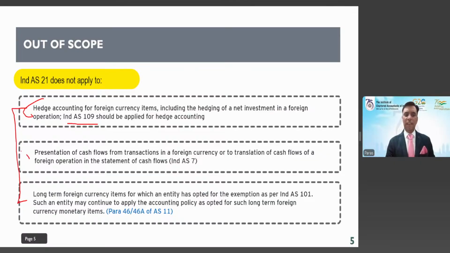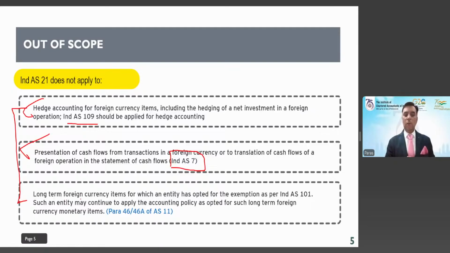Second, presentation of cash flow. If you are generating your revenue in foreign currency, or you are going to incur your expenditure in foreign currency, how you are going to present these in the cash flow statement, this issue has been specifically dealt with in Ind AS 7. Therefore, Ind AS 21 does not talk about it.